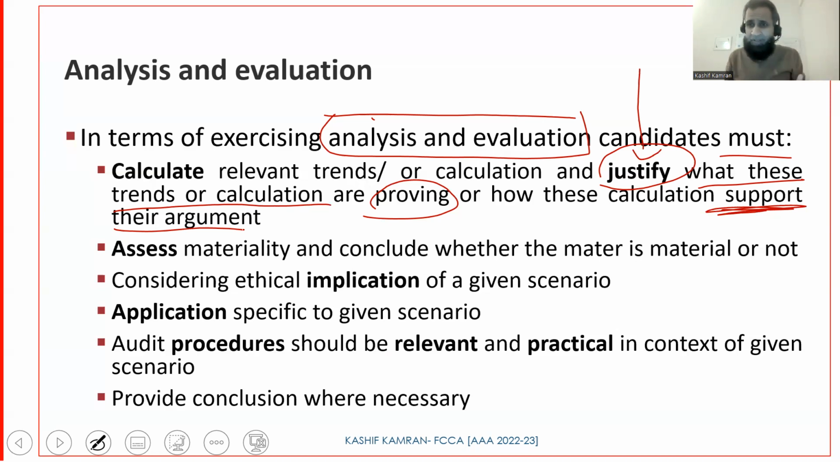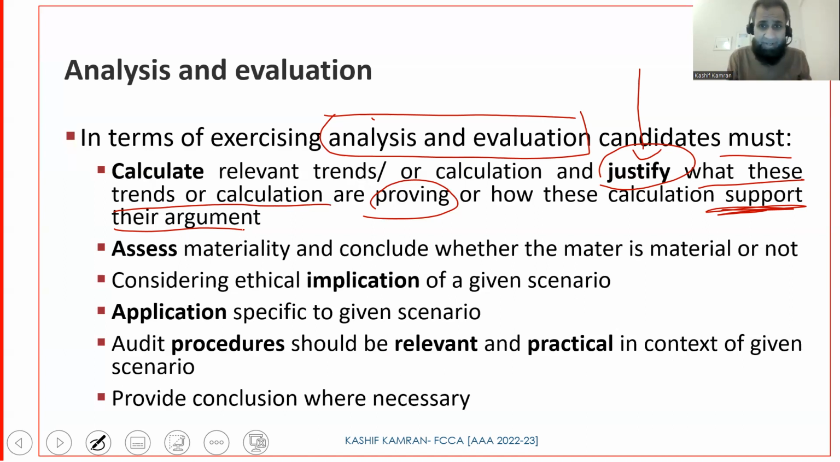Number two, assess materiality and conclude whether the matter is material or not. Now, this is something we regularly do in the AAA paper, right? So we assess the materiality. Assessing the materiality is part of your analysis and evaluation skill. There are so many contexts in the AAA paper, like an audit risk question, or a risk of material misstatement question, or a reporting question, where you need to assess the materiality.